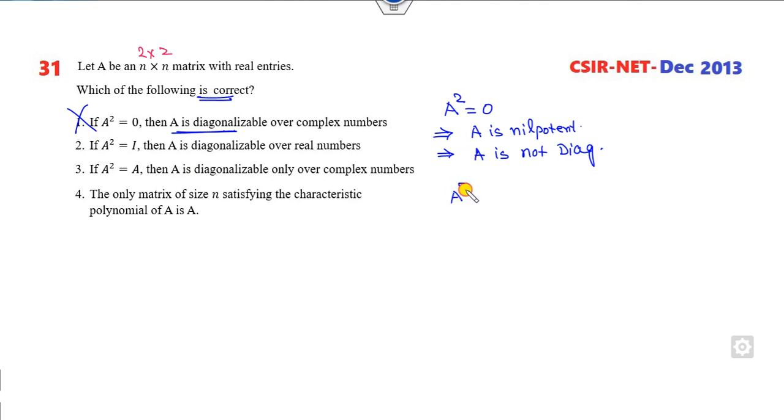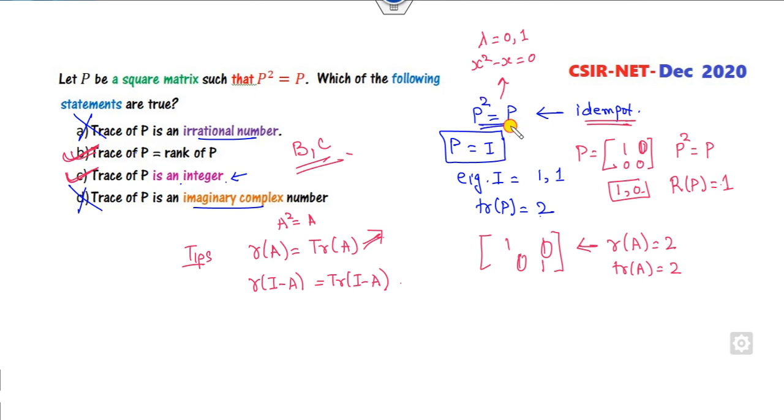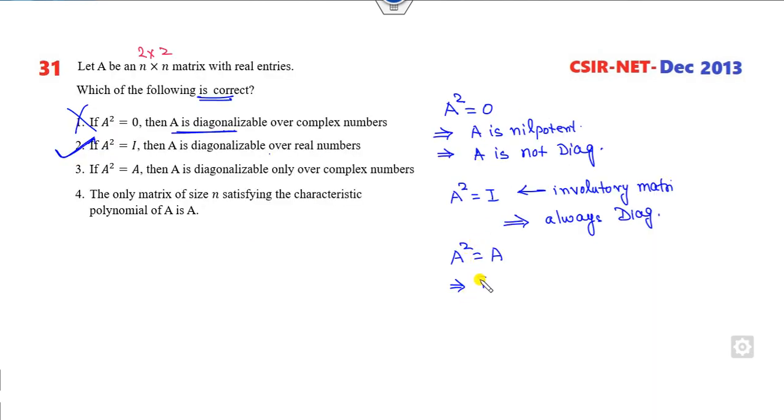Look at the second option. A square is equal to I. What is the meaning of that? This is an involutory matrix, and we all know an involutory matrix is always diagonal. Okay, so it is diagonal here. It's satisfied. A square is equal to A, which is the same kind of thing. So it is diagonal only over R, but he said only on the complex numbers. Cancel. Last, because there is only one correct option, that's over. But we will discard the option.